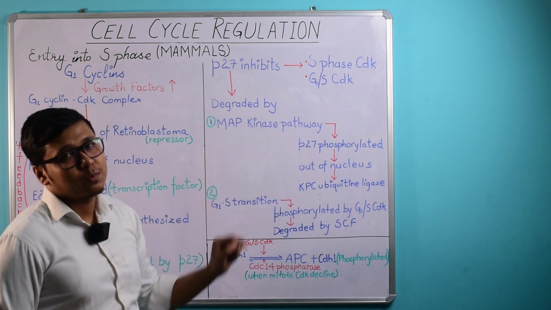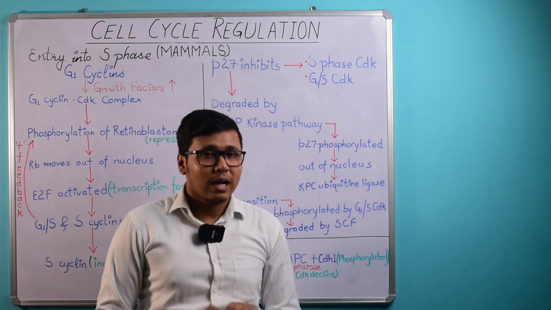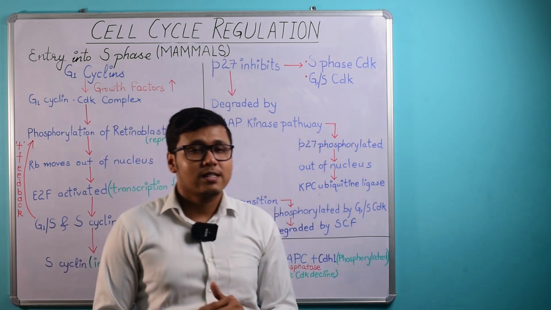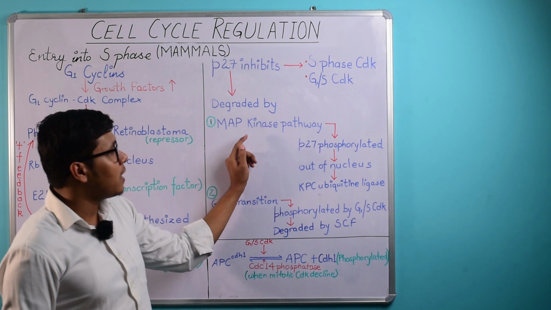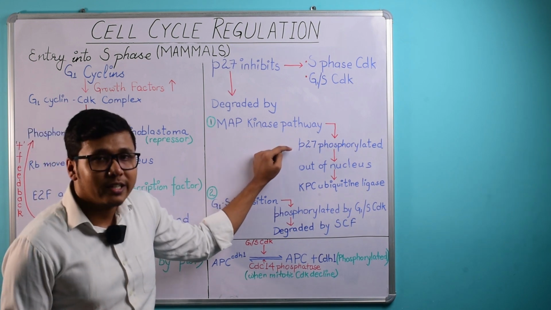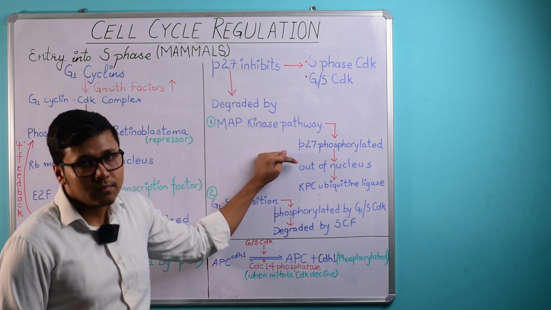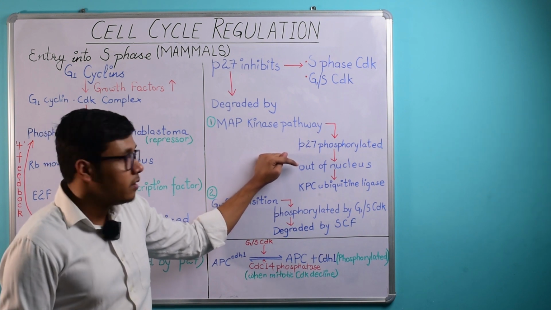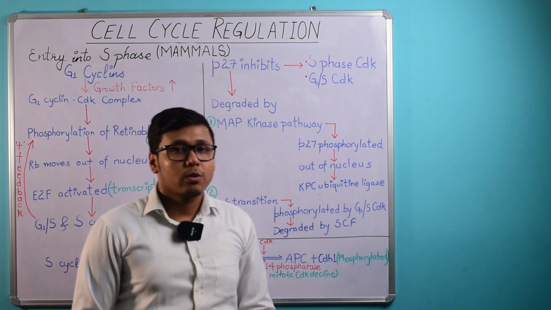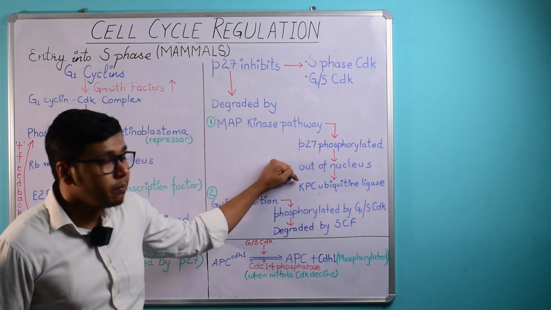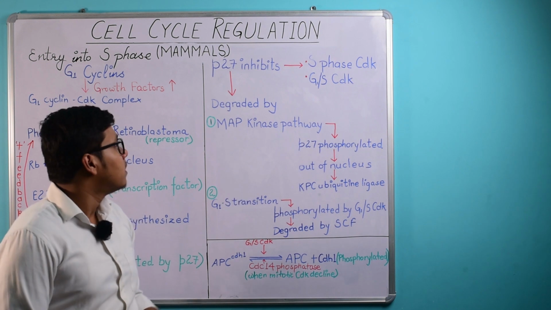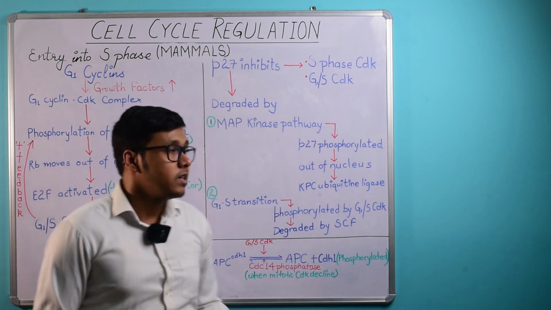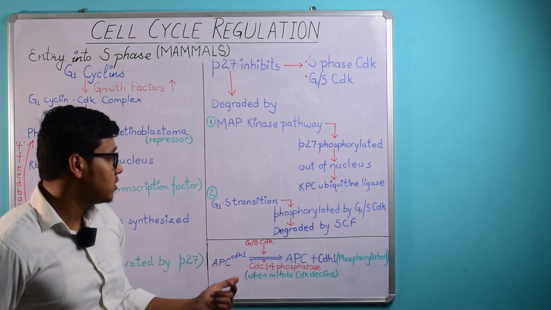First, the MAP kinase pathway. What is MAP kinase pathway? I am not going to go into the details because it is part of cell signaling, but what happens is, through this pathway the P27 gets phosphorylated and it comes out of the nucleus, and once it comes out of the nucleus, it is going to get degraded by the ubiquitin proteasome pathway when it interacts with the KPC ubiquitin ligase.